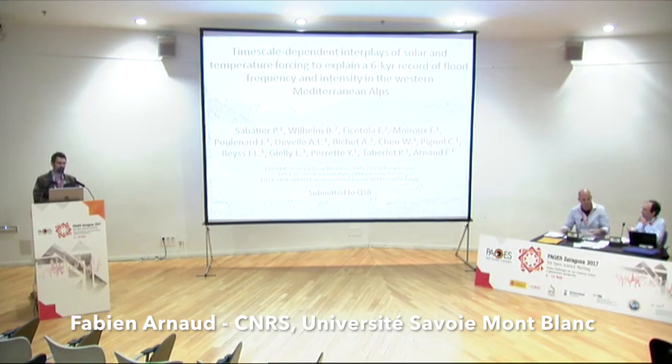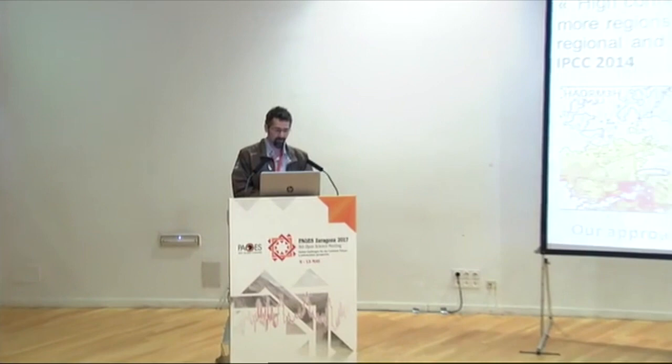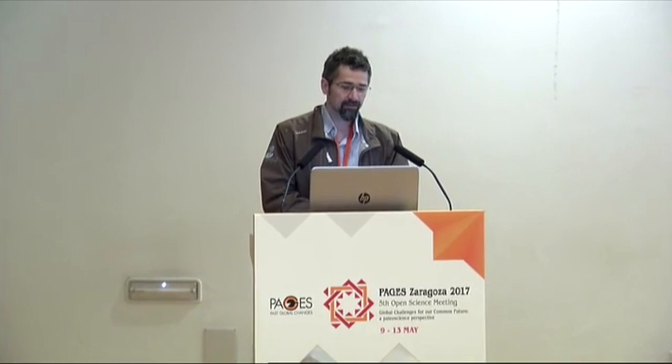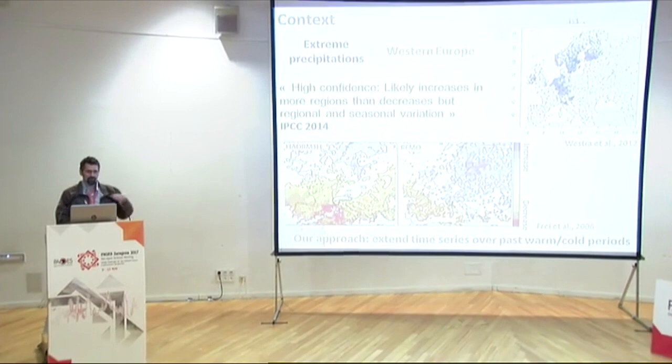Basically, this is a way to create the data set that will be included in the database we have seen just before. So why are we doing that? It's pretty clear, I mean for all of you, that the projections by the models are pretty uncertain regarding the occurrence of extreme precipitation events in a projected warming climate.